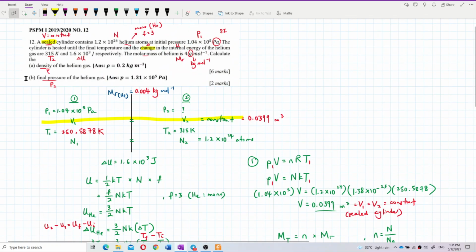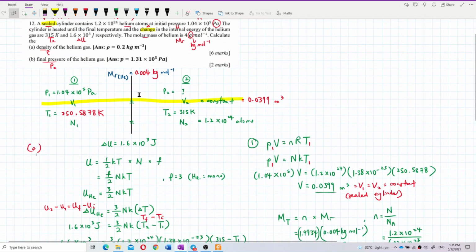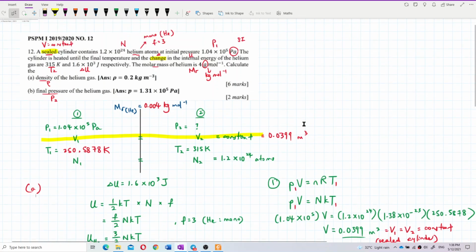Question A. Now question B. This is just for question A. Now question B, find the final pressure of helium gas. This is easy. We want the final pressure of this one. We can just use PV equal to nRT or PV equal to NkT. We can also find the pressure using the pressure law, because the volume is constant. So question B has 2 methods.